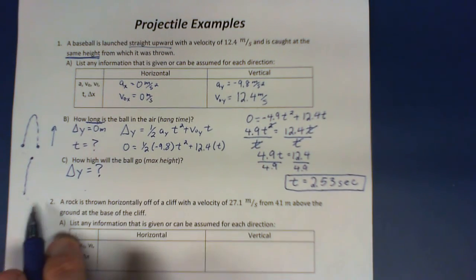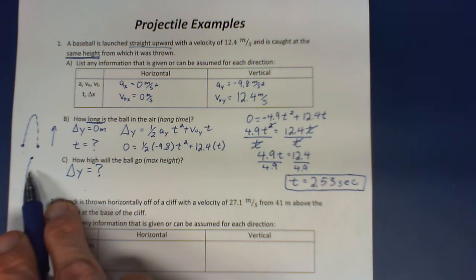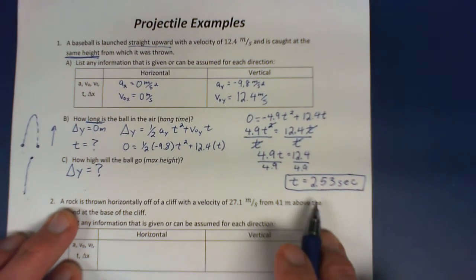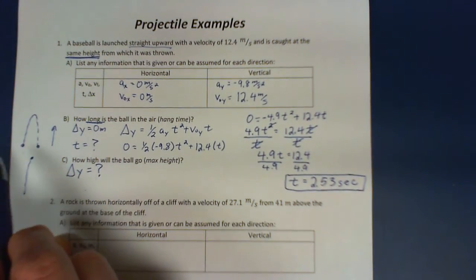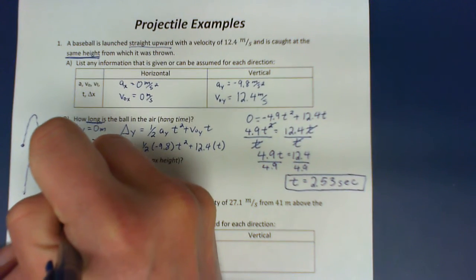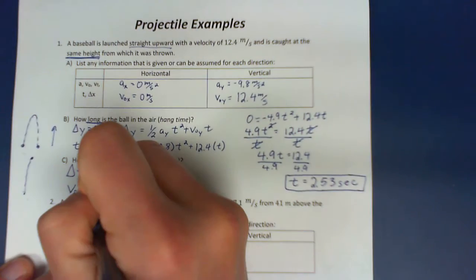Now, something you could notice, and you would get the right answer doing this, is that if you took the time and divided by 2, you could use that time to get to the top. Now that's one thing you could do. It doesn't work every time. It only works because we're dealing with a symmetrical problem here. But what does work every time is that the final velocity when you get to the top is 0.